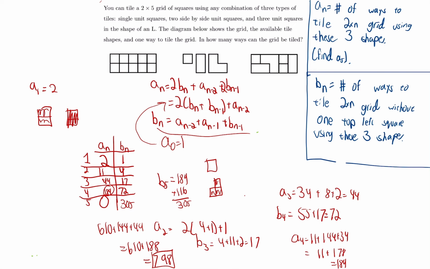Just going to confirm that. Yeah, that final step was a of 5 equal to 2 times 305 plus 72 plus 44. It's going to be 610 plus 144 plus 44, which is 610 plus 188, which is 798. So that concludes this problem. Note that this was a very hard problem. If it were on the AMC, it'd probably be like problem 12 or 13, in my opinion.